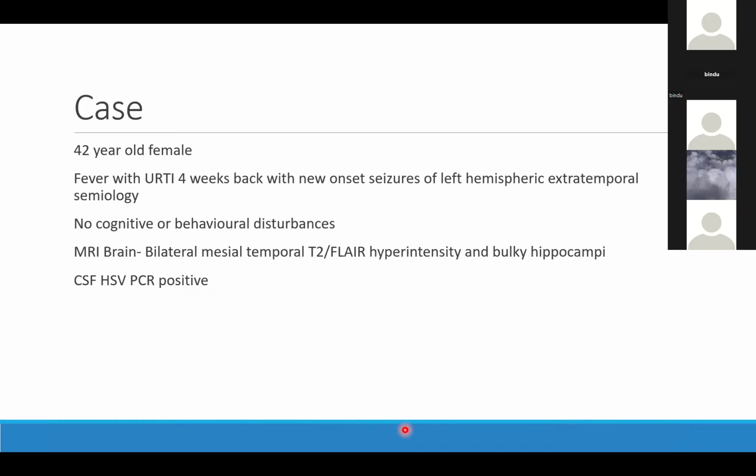Coming to a case, this is a 42-year-old female who presented with fever with upper respiratory tract infection 4 weeks back, with new onset seizures of left hemispheric extratemporal semiology. There were no cognitive or behavioral disturbances, and MRI showed bilateral mesial temporal T2 FLAIR hyperintensities and bulky hippocampi, and CSF HSV PCR was positive.